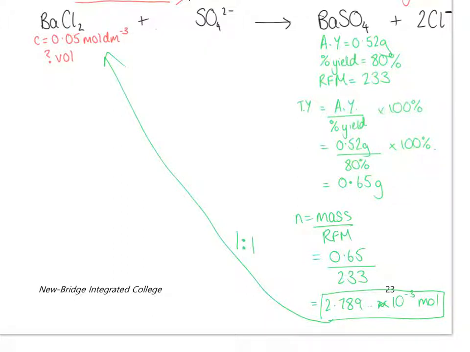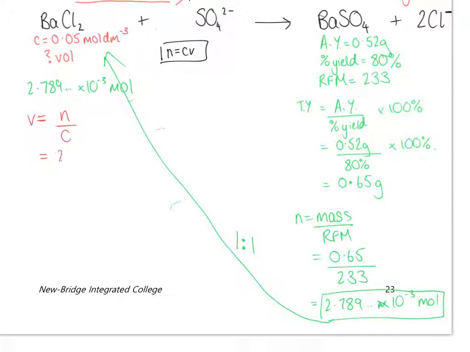So the number of moles of barium chloride solution that I need is 2.789 times 10 to the minus 3 moles. Again, if you can keep that in your calculator to keep it as accurate as possible. Volume then, because I have a concentration, I'm going to use my equation, which we normally refer to as n equals CV. But rearranged, we get the equation volume equals number of moles divided by concentration.